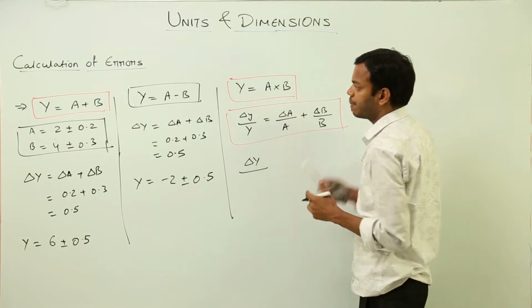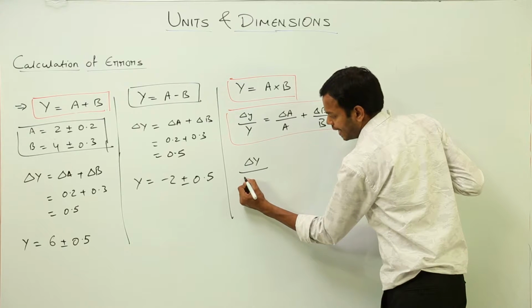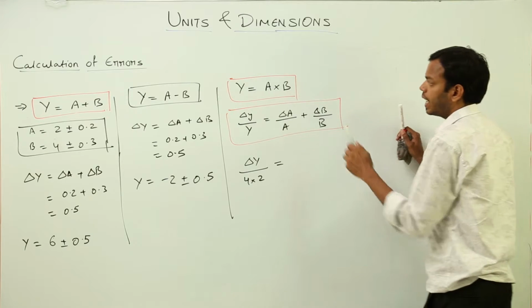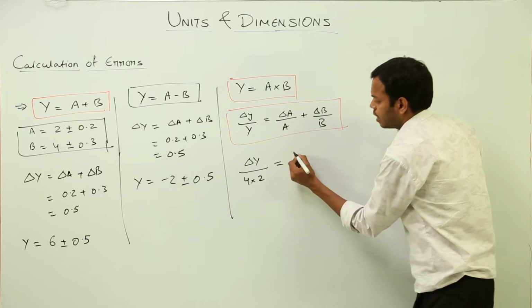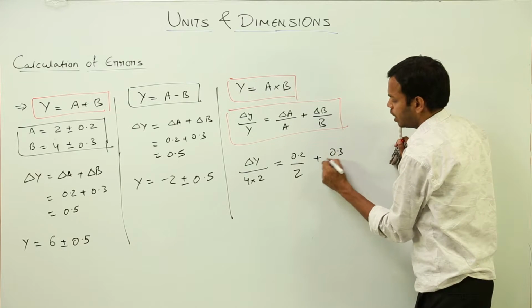Y is a times b. A is 2, b is 4. So 4 into 2 is 8. But right now I am writing only 4 into 2, which is equal to delta a upon a. What is delta a? 0.2 over 2 and plus 0.3 over 4.